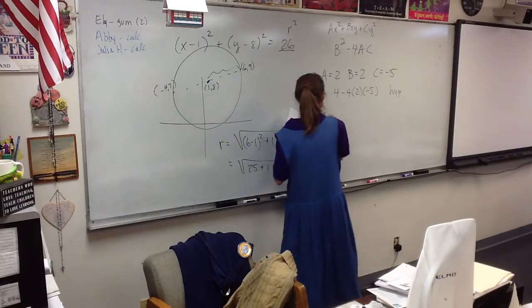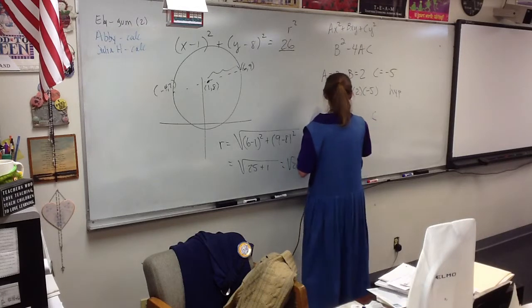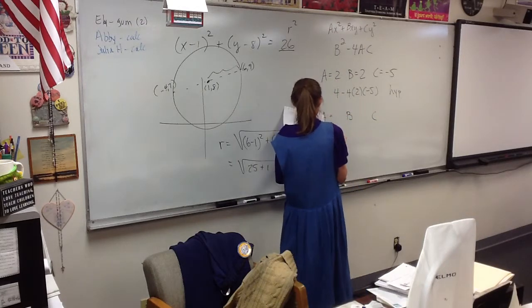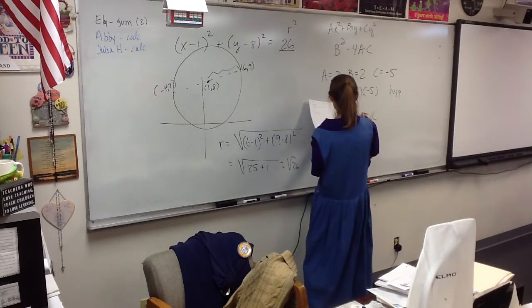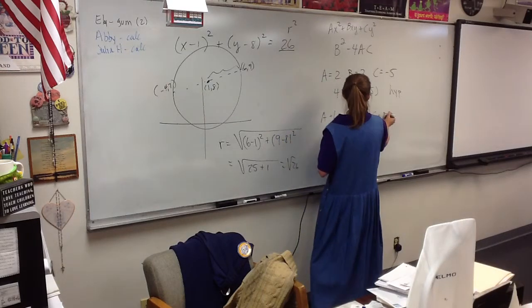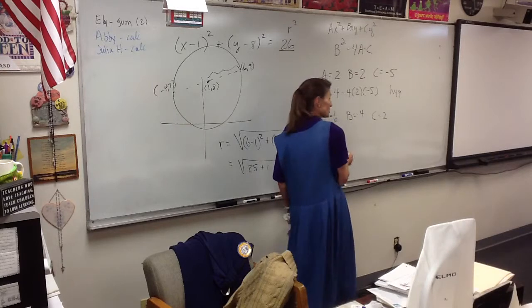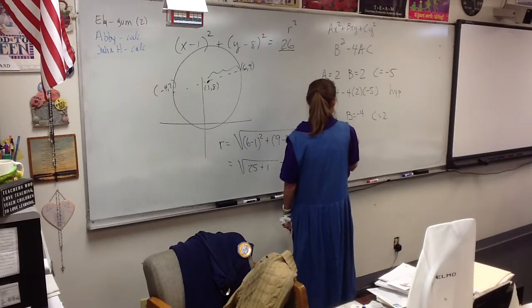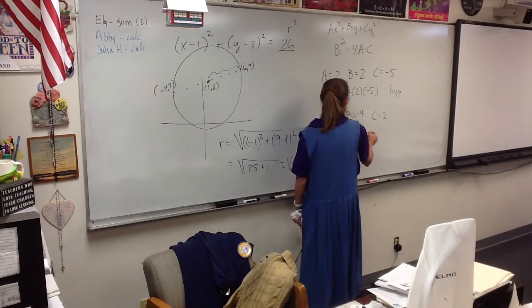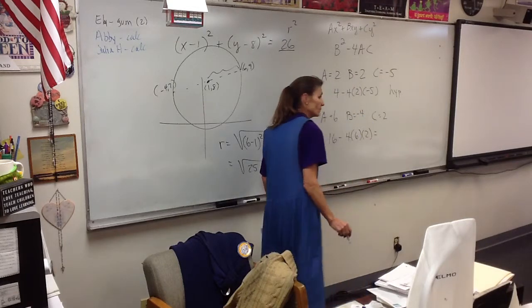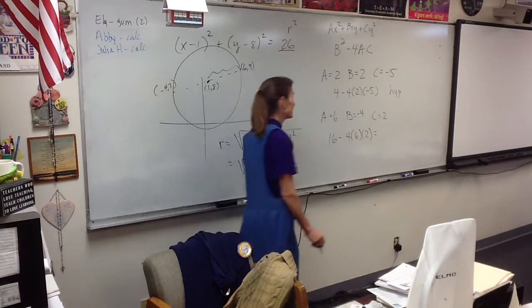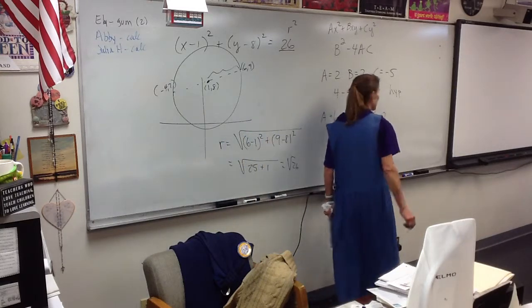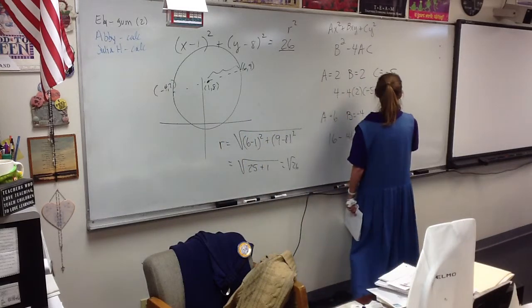Look at the second one. What's A, B, and C? A is 6, B is, and C is 2. Here we go. B squared minus 4AC. It's a negative number. That means we have an ellipse.